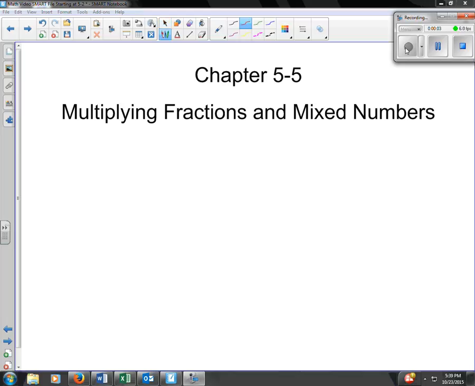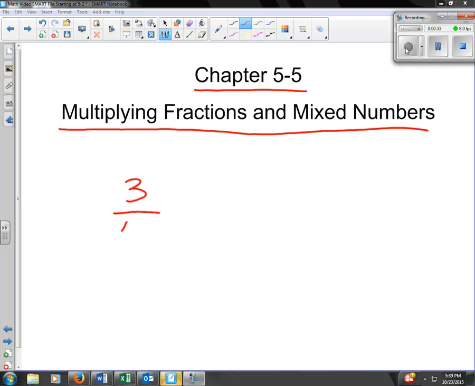Okay, in this chapter, we're looking at chapter 5, section 5, multiplying fractions and mixed numbers. You know this is review. You know you can do this. So we're going to plow right through and get just some examples done, and then you'll be ready to go for the next class. So here are some examples.